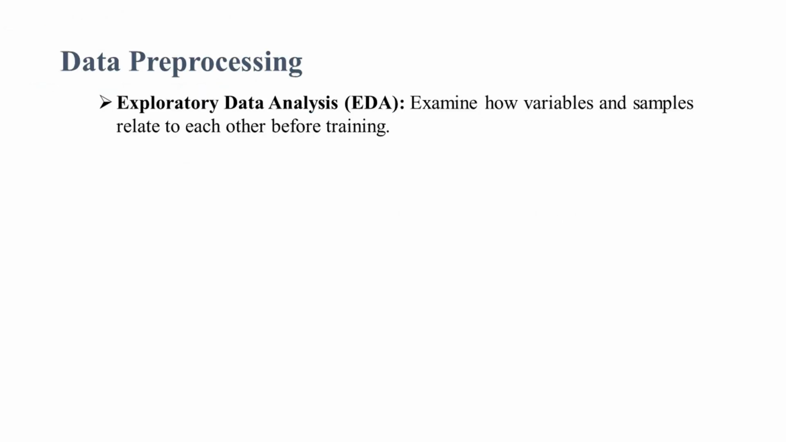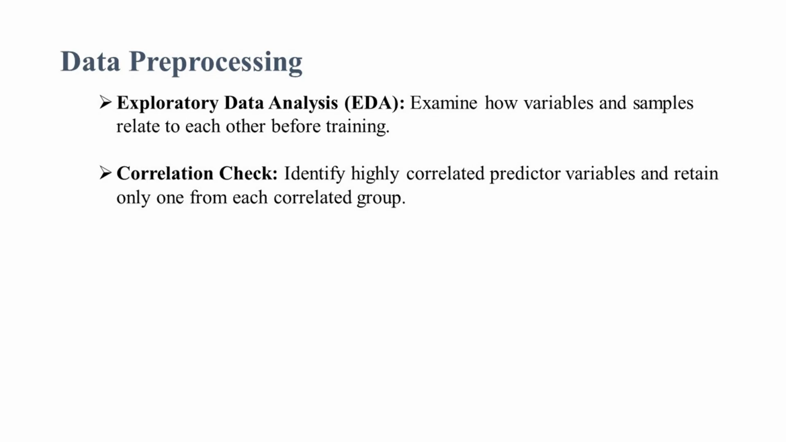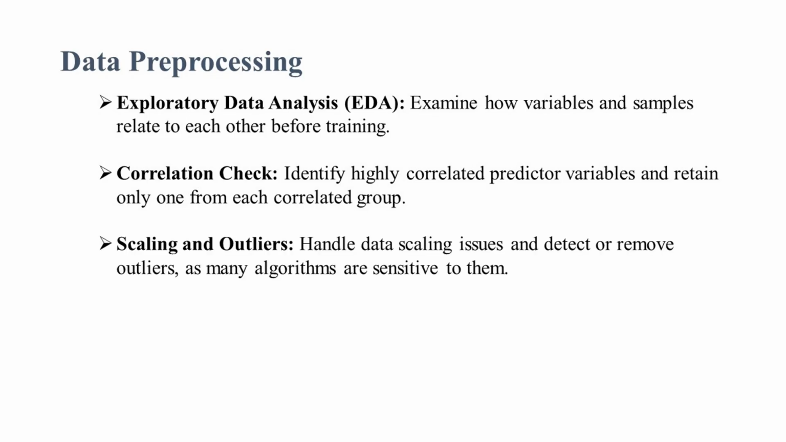We will have to pre-process the data before we start training. This might include exploratory data analysis to see how variables and samples relate to each other. For example, we want to check the correlation between predictor variables and keep only one variable from that group. For this purpose, we often use unsupervised methods such as PCA, principal component analysis, or clustering. Some algorithms might be sensitive to data scales or outliers. We should deal with those issues in this step.